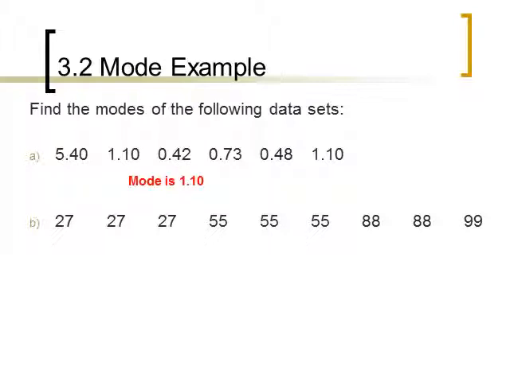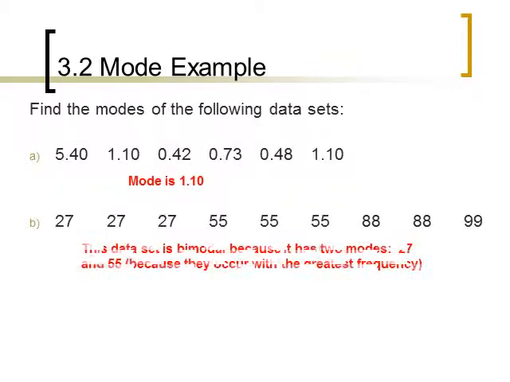If we look at the second example, we see that we have the number 27 that repeats 3 times, the number 55 repeats 3 times, and the number 88 repeats only twice. So since we have a tie for the most times of repeating, this is a bimodal data set. It has 2 modes, 27 and 55.